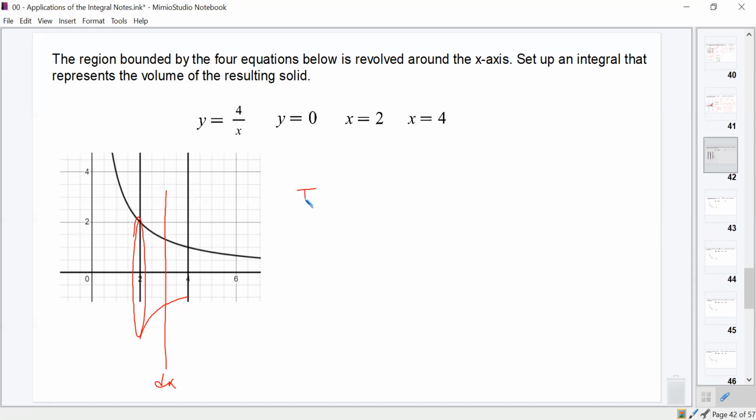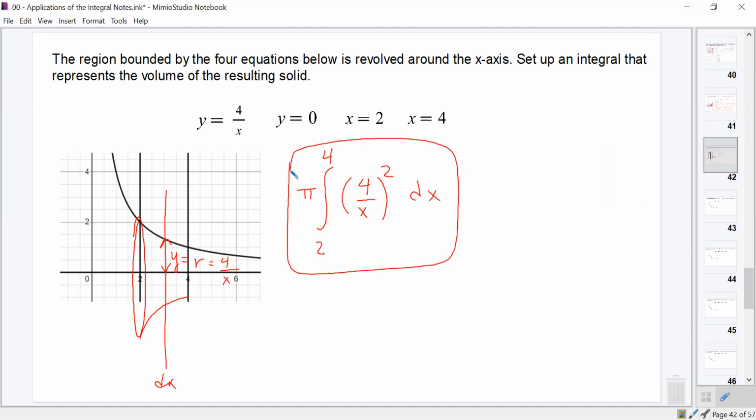And it should just be pi times an integral from the left bound 2 to the right bound 4 of our radius. And our radius here is just the distance from the x-axis to our function, which is y. So that radius is just, in terms of x, 4 over x. So we end up with pi times the integral from 2 to 4 of quantity 4 over x squared dx. We'll call that good right there. That's the setup. If we wanted to actually integrate that, you can just square the 4 over x, get 16 over x squared, and use the power rule.